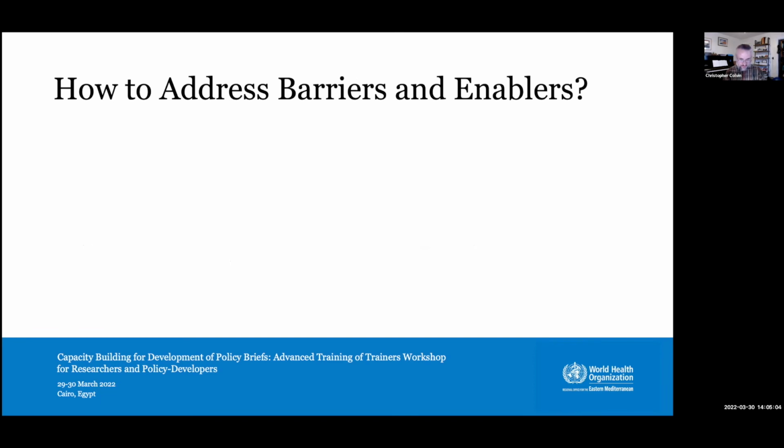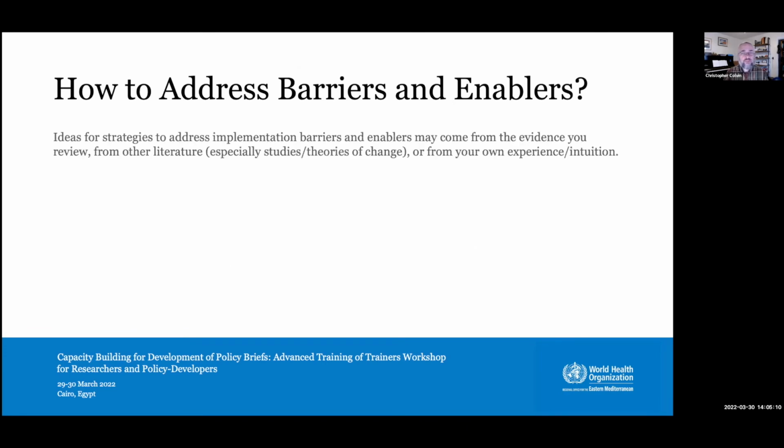And then I've got a final section, which I'll take you through just briefly, on how to address barriers and enablers. Ideas for strategies to address implementation barriers and enablers may come from, so where do you get these ideas from? They come from the evidence that you review. They can come from other literature, especially studies or theories of change, or from your own experience and intuition.